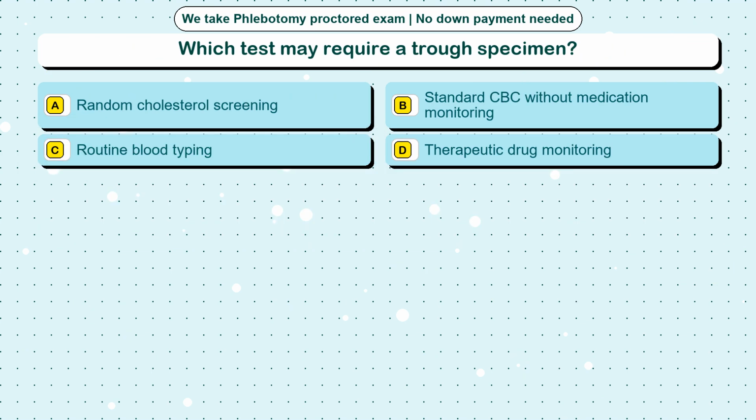Question 66. Which test may require a trough specimen? Option A, random cholesterol screening. Option B, standard CBC without medication monitoring. Option C, routine blood typing. Option D, therapeutic drug monitoring.